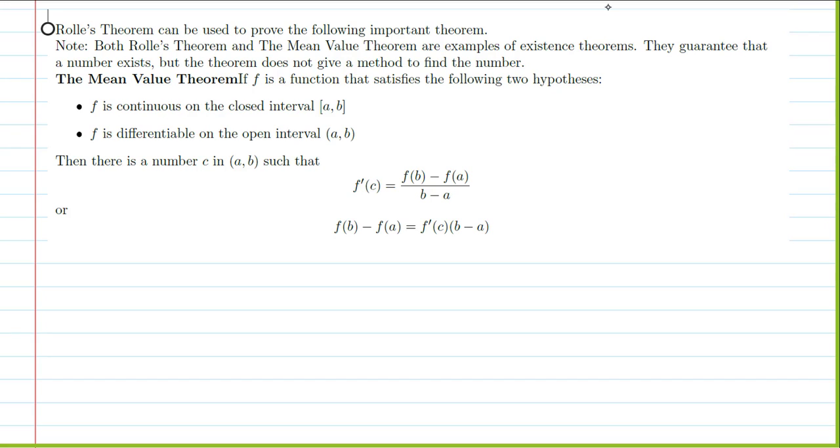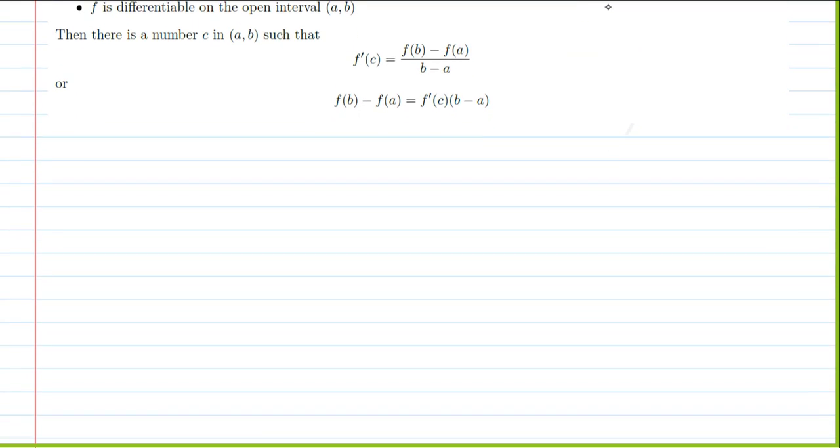So the mean value theorem states the following. If f is a function that satisfies the following two hypotheses, so not three like Rolle's theorem, that f is continuous on the closed interval [a, b] and differentiable on the open interval (a, b), then there exists a number c in (a, b) such that f prime of c is equal to f of b minus f of a all over b minus a, or equivalently, f of b minus f of a is equal to f prime of c times b minus a.